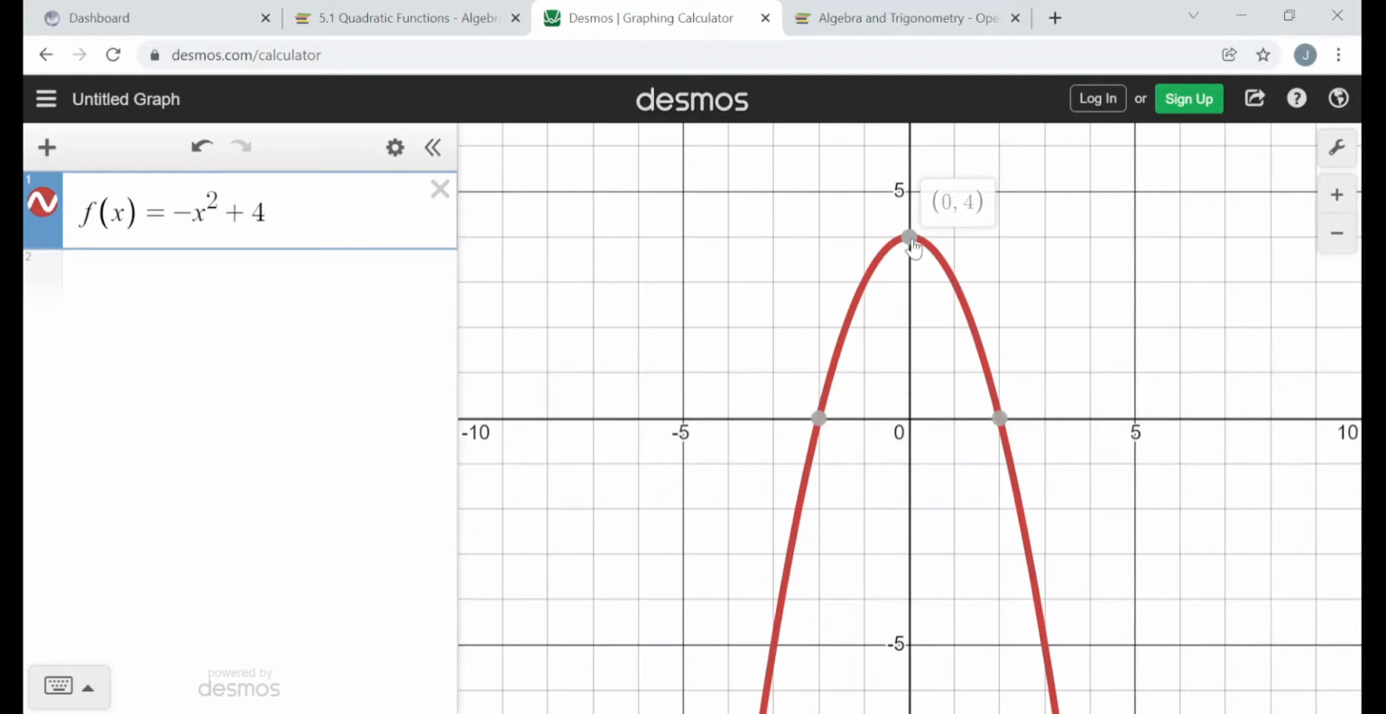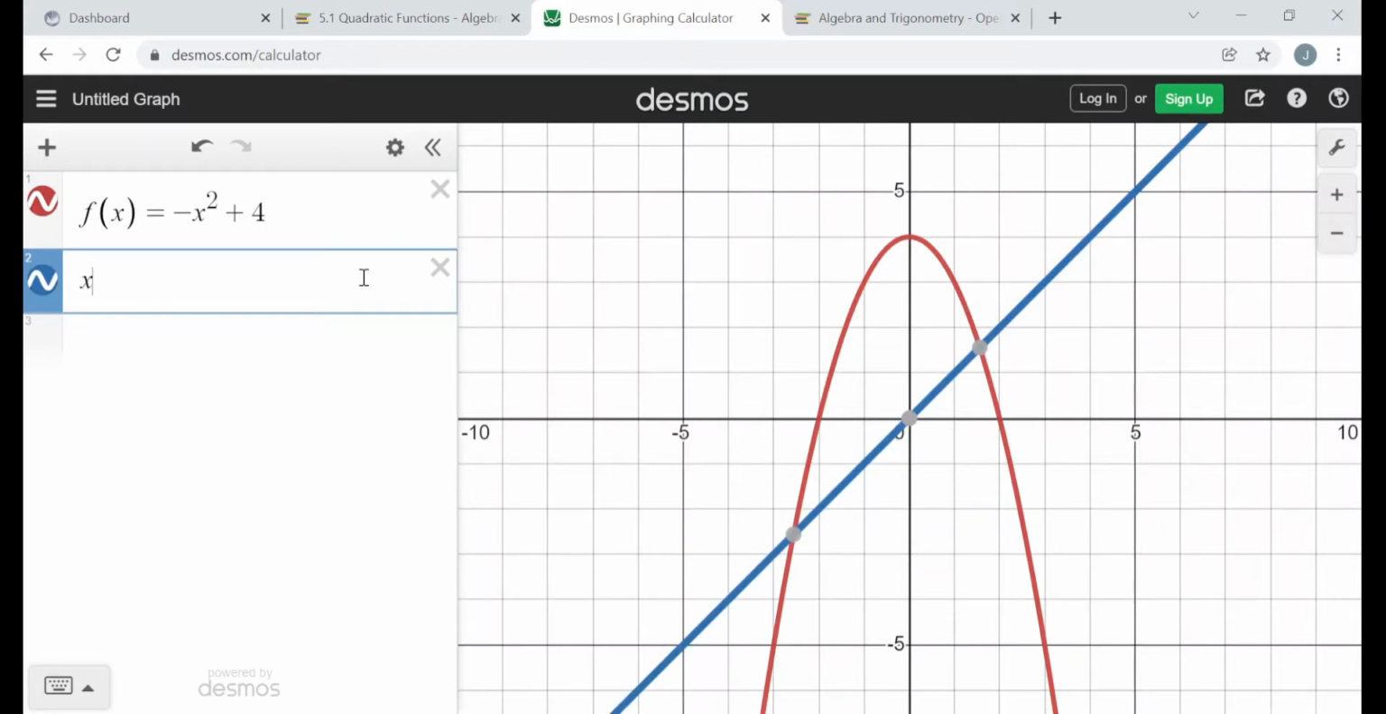That's the highest point of this function. And it does have x-intercepts. So it has these real zeros or real roots of 2 and negative 2. It's crossing the x-axis at 2 and negative 2. Those would be called the real roots or real zeros of this function. And the axis of symmetry is just the y-axis here. Again, it's just x equals 0.